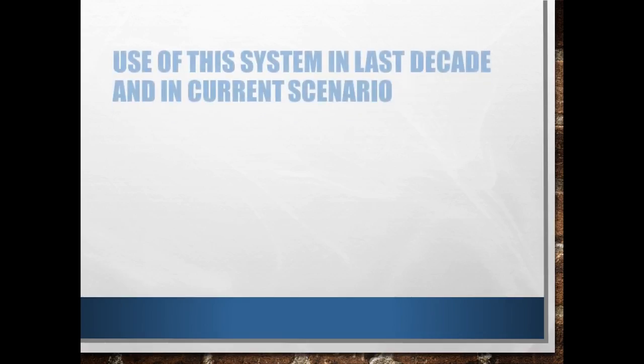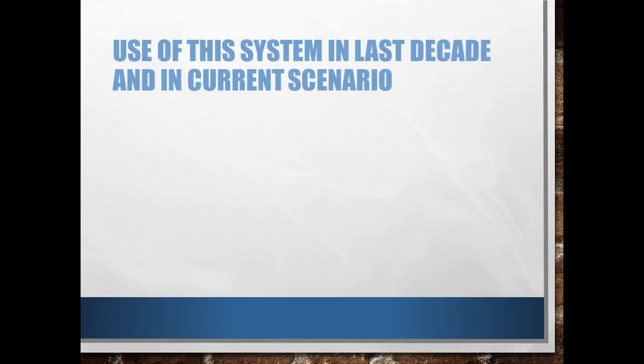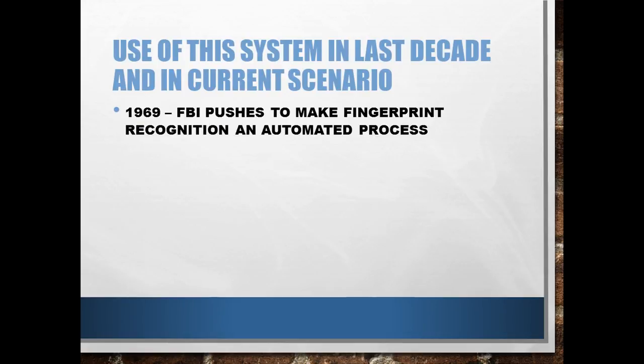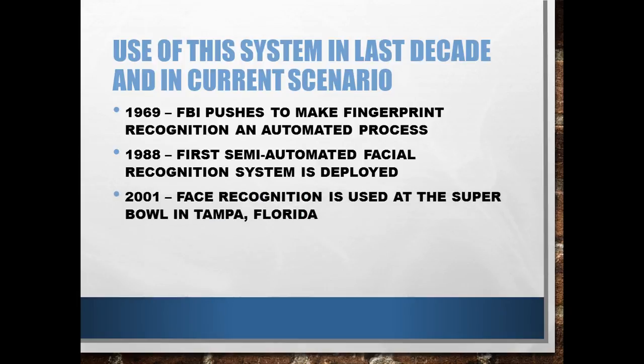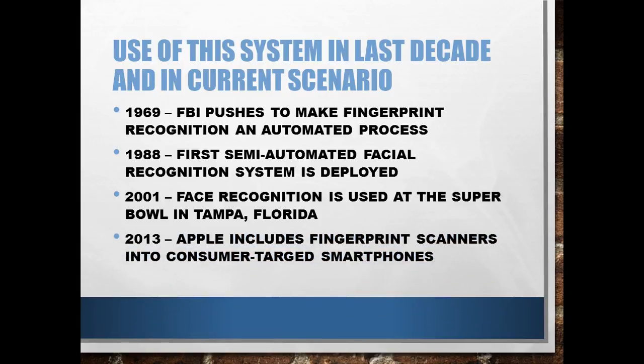Now the use of the system in the last decade and in the current scenario. In the last decade, it was used by the FBI, who used the fingerprint sensor for identification purposes. In 1988, the first semi-automated facial recognition system was deployed, and in 2000 a facial recognition system was used at the Super Bowl in Tampa, Florida. The main purpose of the system was to identify wanted people, but unfortunately it identified innocent sports fans. In 2013, Apple included fingerprint scanners in its customer-targeted smartphones, called Touch ID. You can find Touch ID in the iPhone 5s, 6, and 6 Plus, and in many iPhone products.